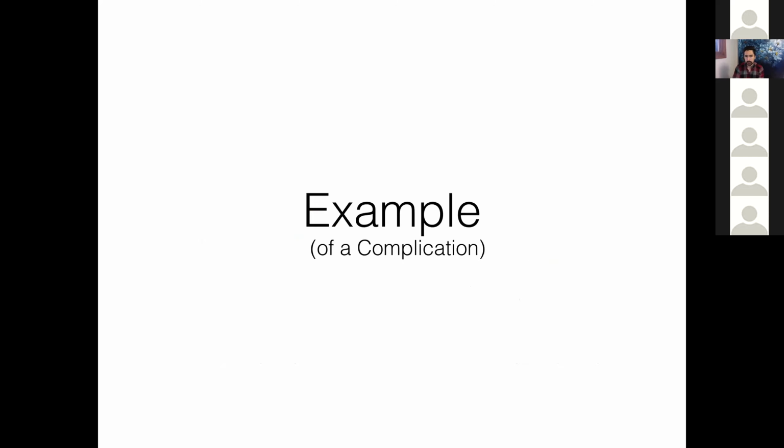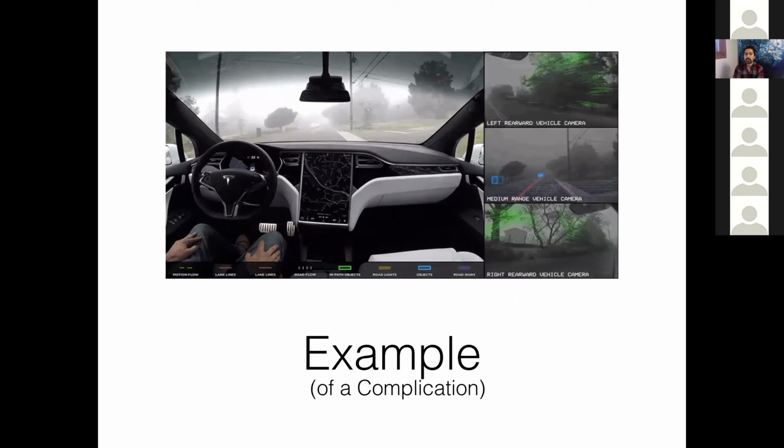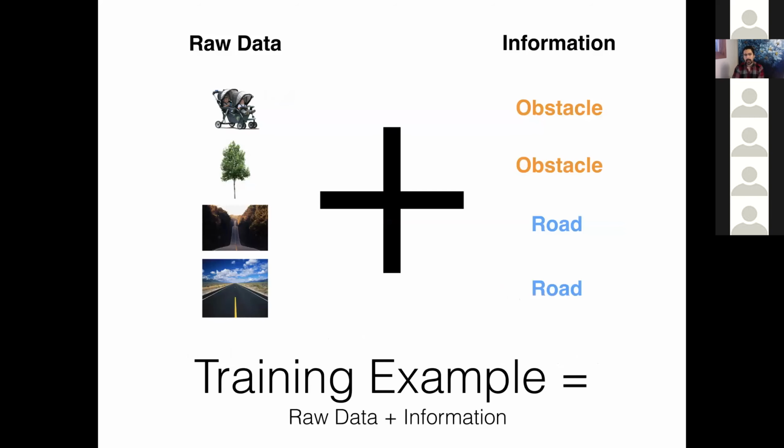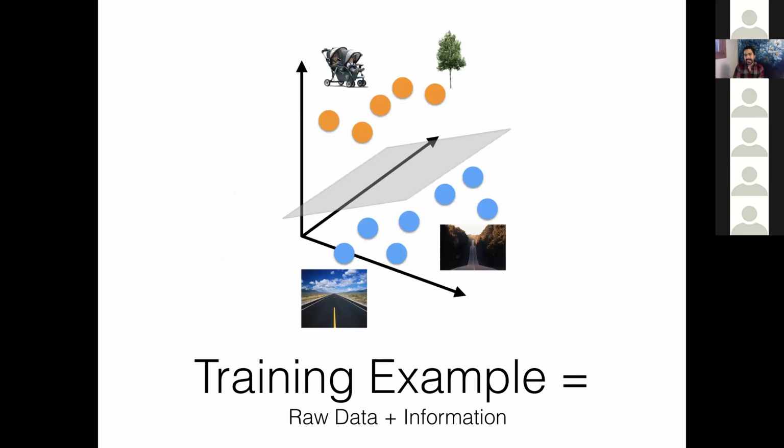Let me give you another example of a complication. Let's go back to the self-driving car, just to build some intuition. For all of these cases, whether we want to classify obstacles from roads, or frogs versus lizards, or Alzheimer's versus healthy, whatever it is that we want to classify, we need training examples, which are formed by two main components. First, the raw data, and then the information contained in that raw data. For example, these two kids, we could consider them an obstacle, right? Something that is not a road, something that we shouldn't drive through. And then a tree, of course, would also be an obstacle, and the last two would be roads that are safe to drive.